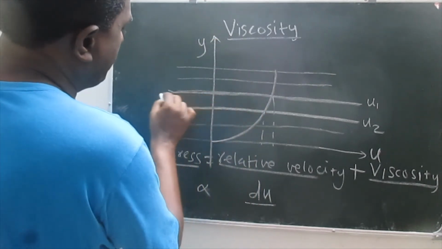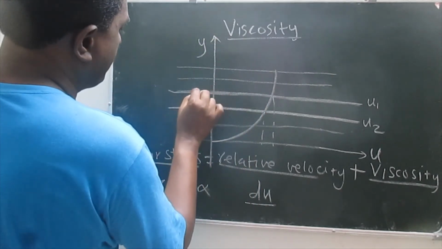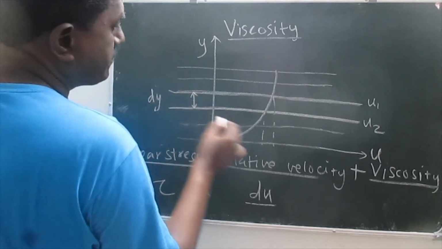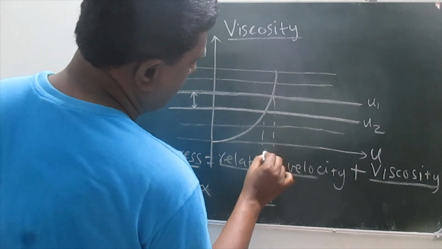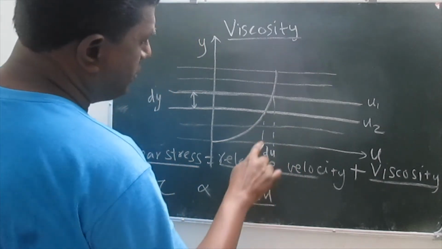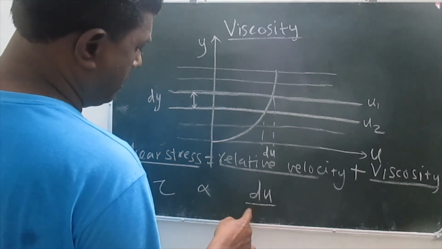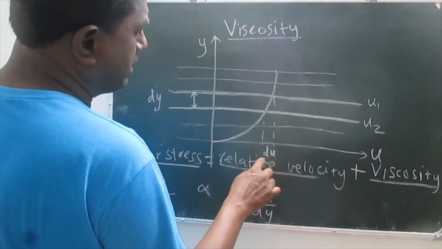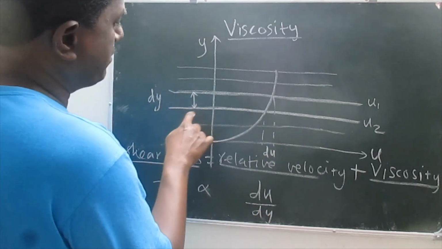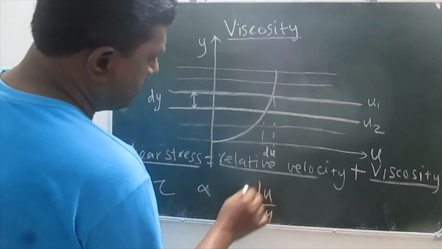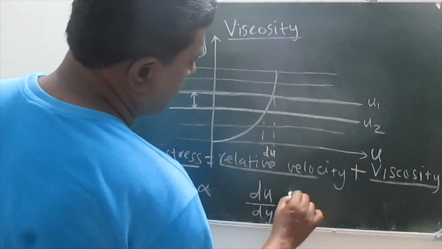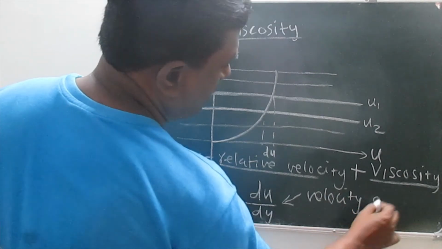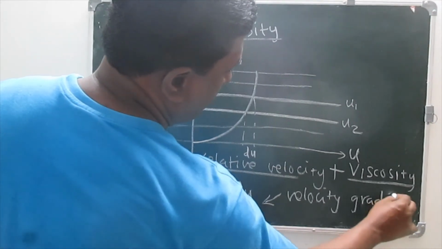The height between these two points we call dy, and the change in velocity is du. So we have a relationship du by dy. Whenever there is a du, dy also comes into the picture, which is unavoidable. This du by dy we call the velocity gradient, and it is very important.